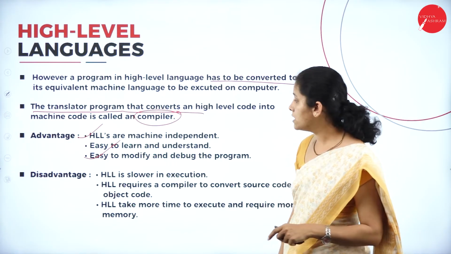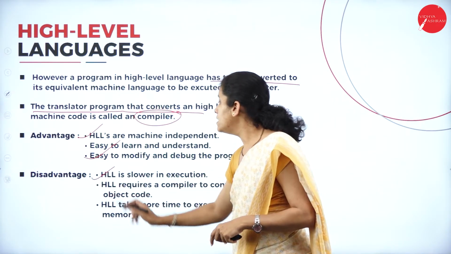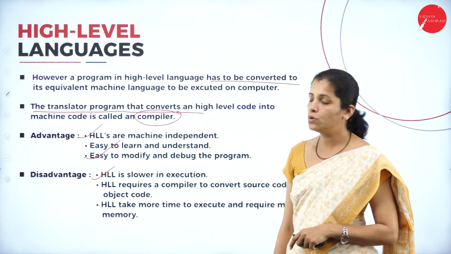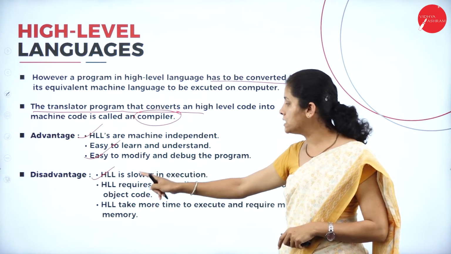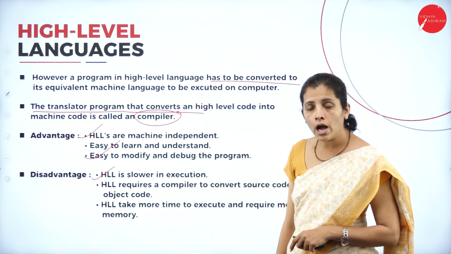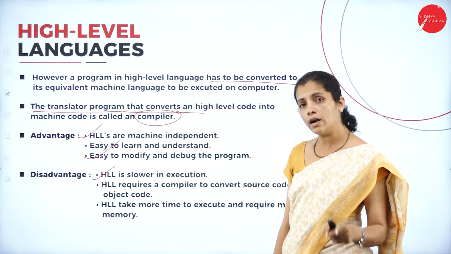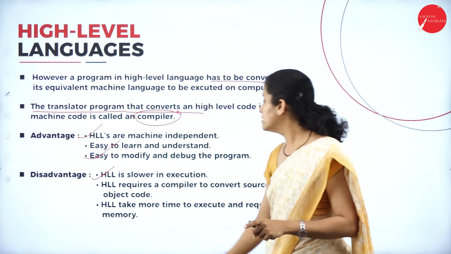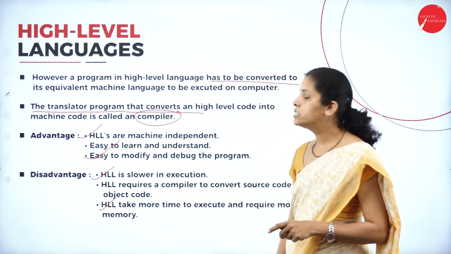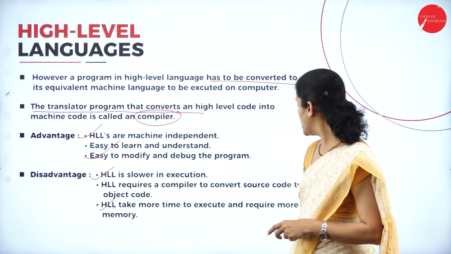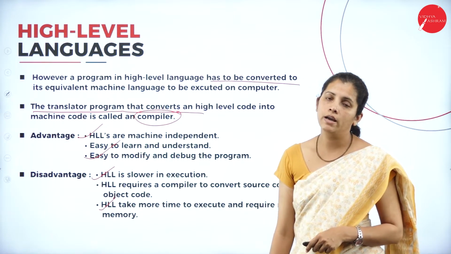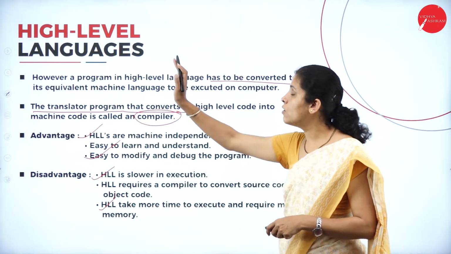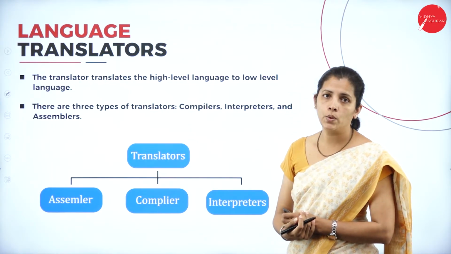And what's the disadvantage here? High level language is slower in execution. So it is very slow in execution. It requires a compiler to convert high level language to machine level language. Then high level language takes more time to execute and it requires more memory. These are the disadvantages of high level language.